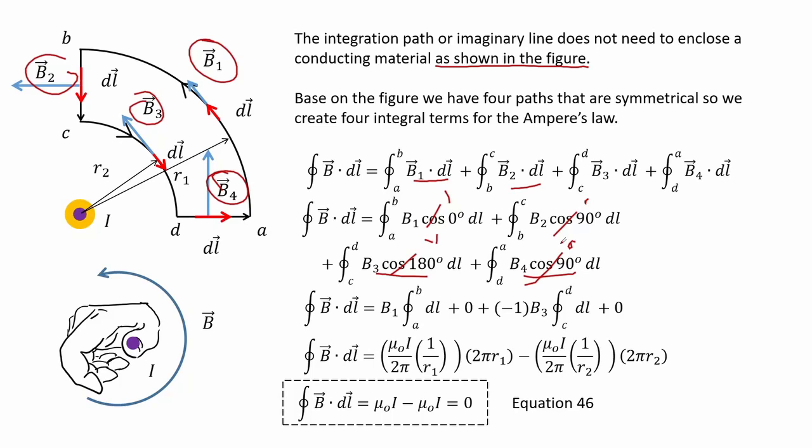Manipulating the equation and considering that Ampere's law eliminates the radius, so the size of the line integral does not matter, it gives us equation 46, which is 0. It tells us that for a closed line integral, it needs a current passing through it.